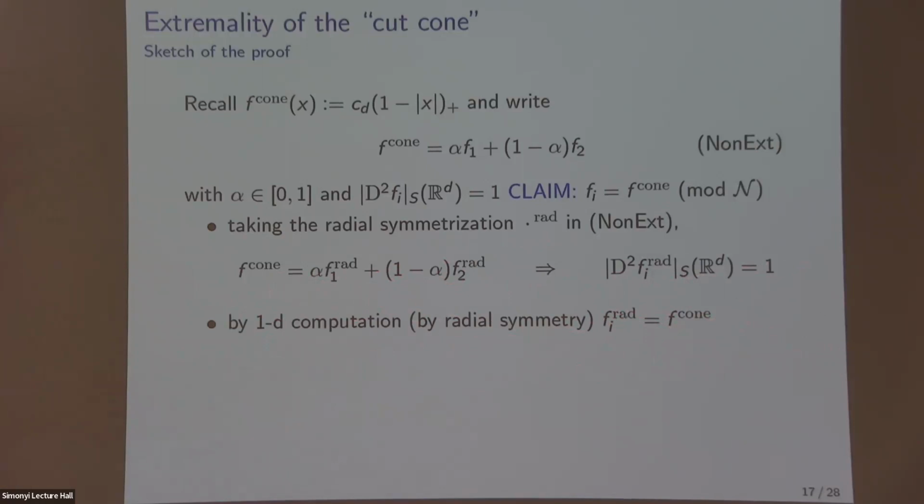But still, this is not enough to conclude, because you want to conclude that the F_i are equal to the cut-comb function. So you have to think a bit more about this. What you notice is that the radial parts of the F_i are equal to the cut-comb function, and because of the point before, the second order total variation is equal to one. This implies that they are concave in the unit ball. This is not trivial, and I'm not going to discuss more about this, but we can take it as a black box and see how we can conclude.